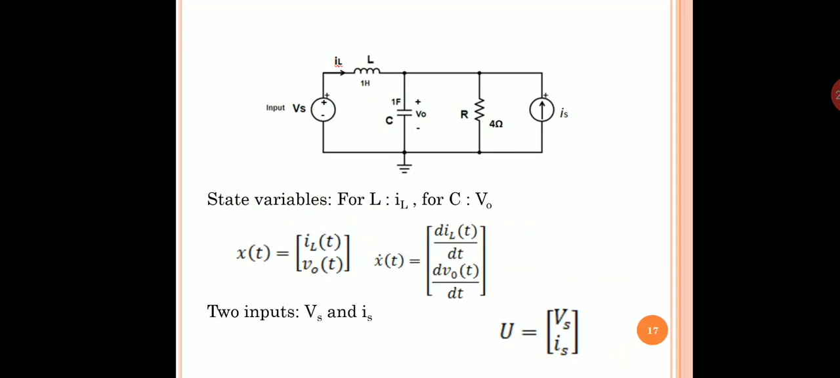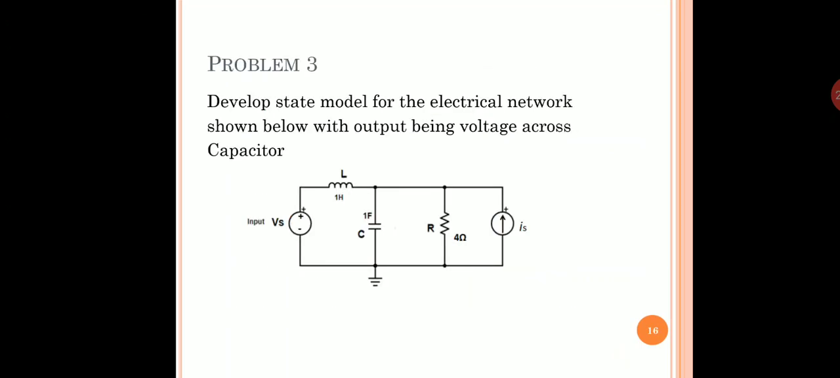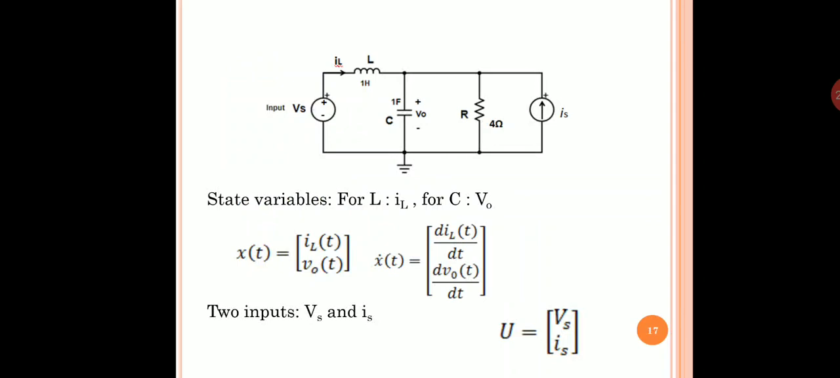Now what is the first step? First step is to identify the state variables. Again, identify the energy storing elements. Here there are two energy storing elements, L and C, one inductor and one capacitor. As I told you, for inductor we take current through that, and for capacitor we take voltage across that as the state variable. The same thing is shown here as well. Now I name the current through the inductor as IL, and I name the voltage across the capacitor as V0. It is up to you how you name it.